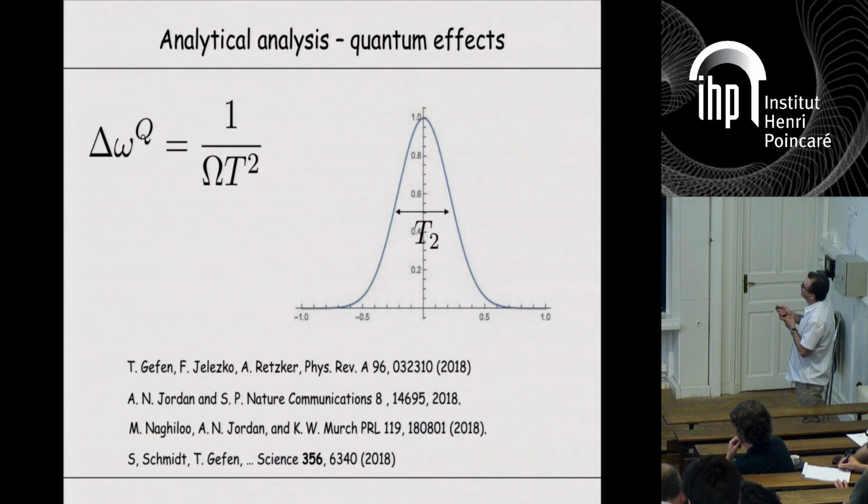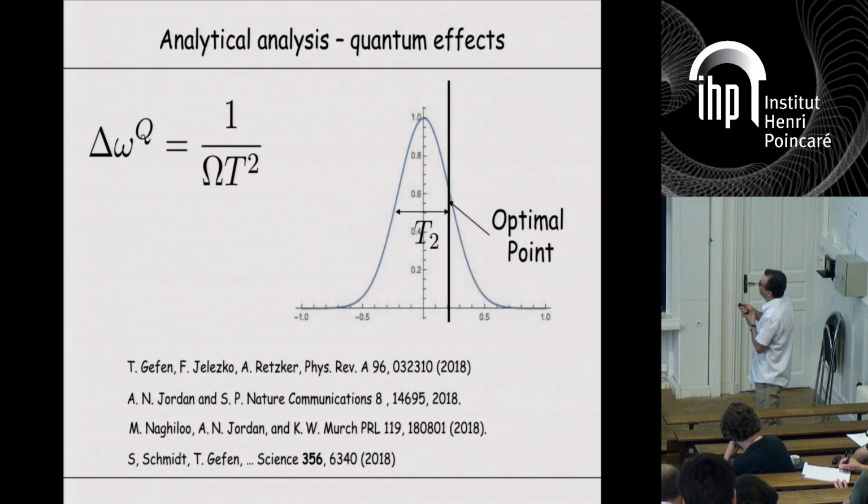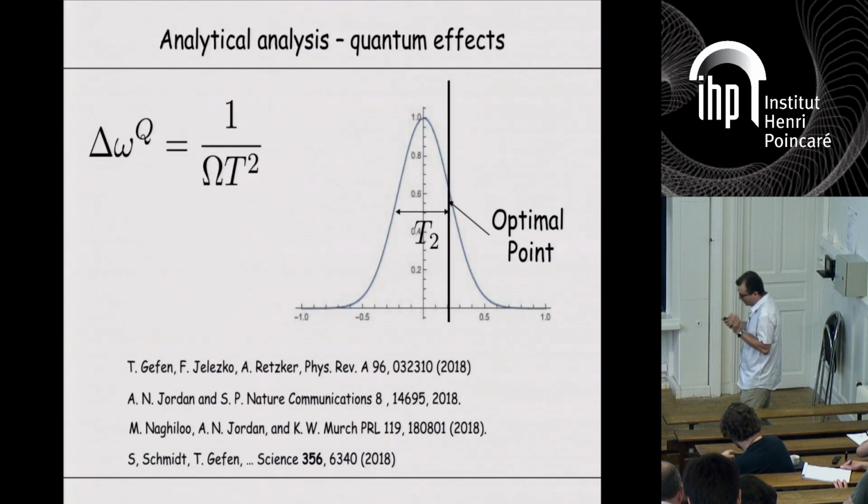What it means is that if this is the frequency, and this is the noise in the frequency, the optimal point of measurement would be just here, at the end of 1 over the detuning. If you look at regular frequency measurements, they always scale in this way. Okay, but what can we do? So this is the effect of coherence.